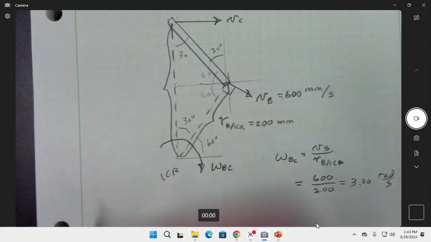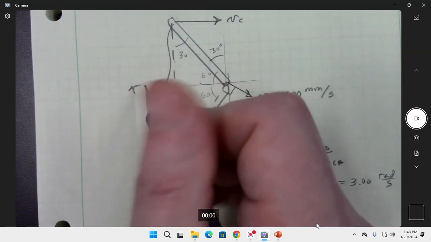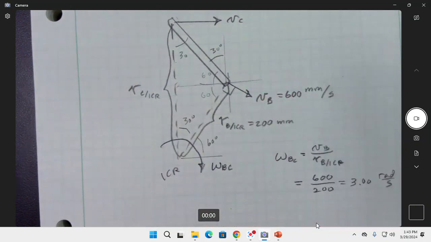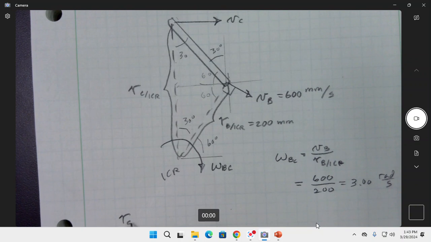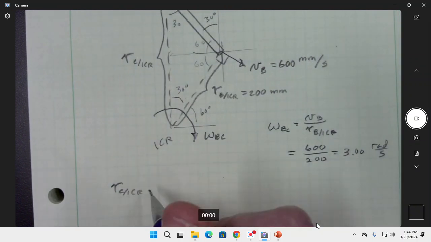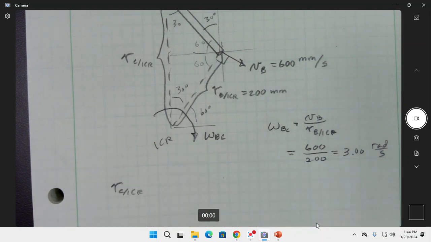So I would say RC with respect to ICR. That's not the only way we could approach the thing. One thing you got to be careful not to do is try to take the square root of the sum of the squares.